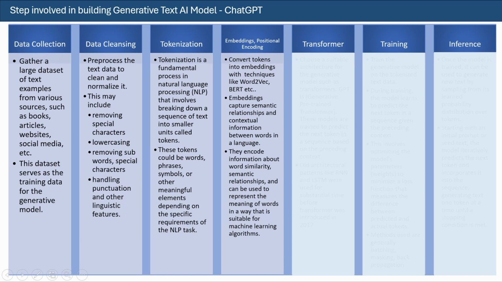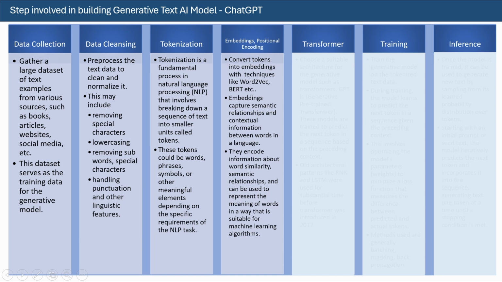Step 4. Embeddings and positional encoding. After tokenization, these tokens are converted into embeddings. An embedding is a numerical representation of a token. In simple terms, it converts words into numbers in such a way that similar words have similar values. Embeddings help the model understand the meaning of words, similarity between words, and contextual relationships.